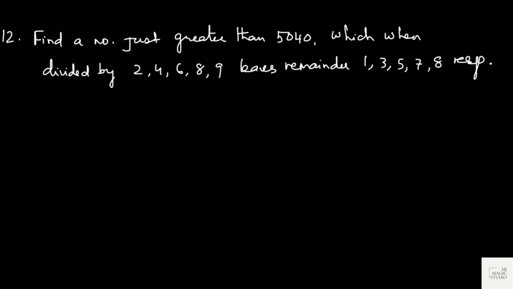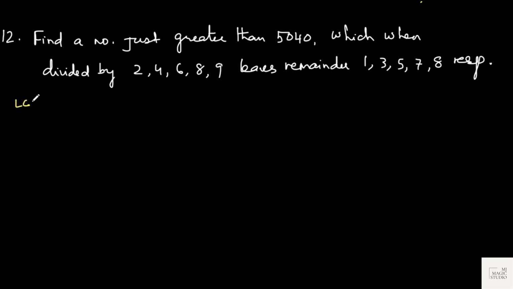Give it a try. I know when you compare question number 11 with this one, you will see one thing. In question number 11, we had a common remainder. We were dividing by a few divisors and it was leaving remainder 1 in all cases. But here, when divided by 2, it leaves remainder 1, when divided by 4, it leaves remainder 3, and when divided by 9, it leaves remainder 8. We will come back to this after some time.